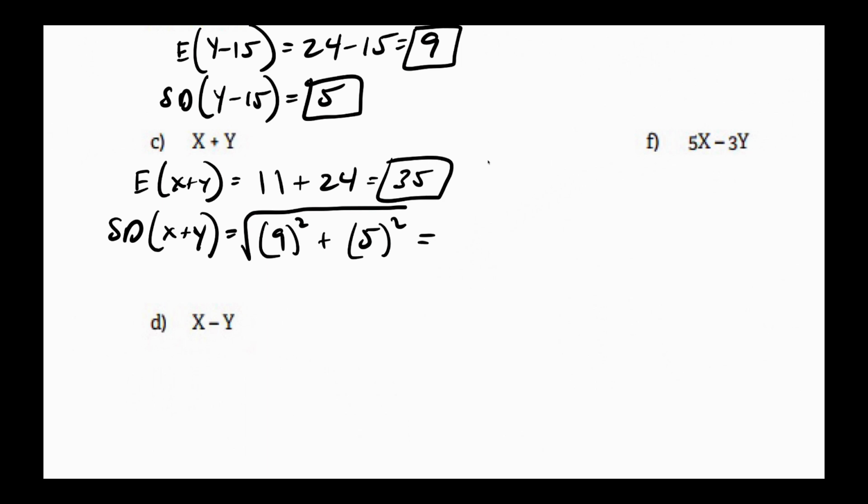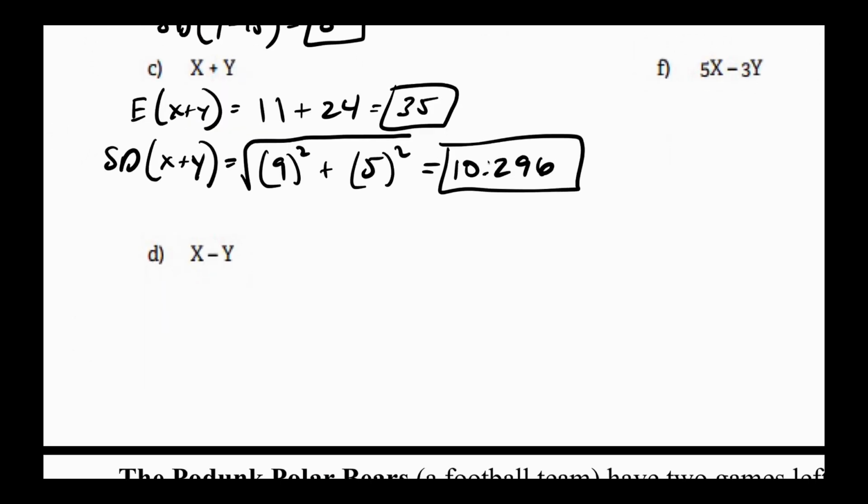10.2956. So 81 plus 25, and then find the square root. What is that? 106. Square root of 106. Okay.